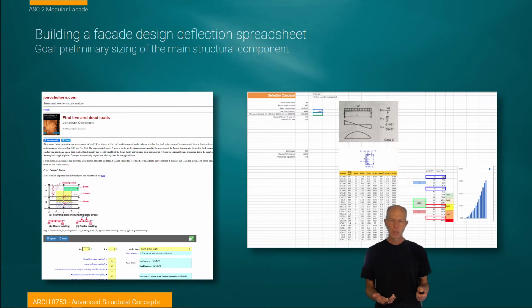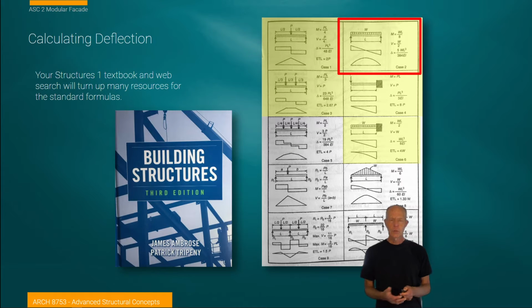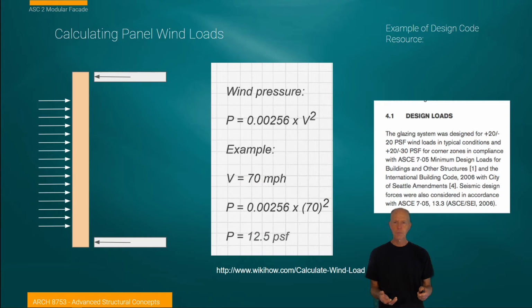So the first idea about our coming up with this deflection spreadsheet is to find the right formula. So we went back to building structures from your Structures 1 class. We know we can find a formula for the deflection of a beam, which I'm illustrating up in that red box that I selected. And I actually took a screen clip of that and then pasted it right directly into the spreadsheet, so I had that as reference material while building the formulas for the spreadsheet.